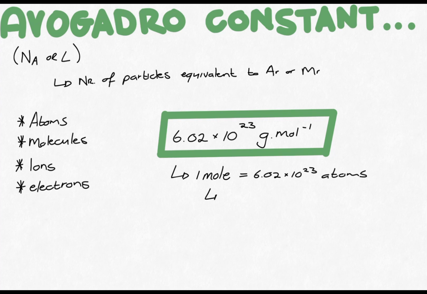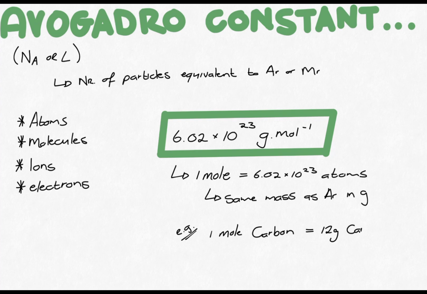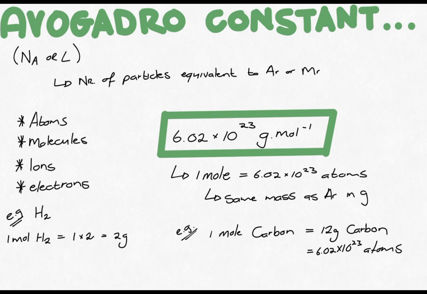Now 1 mole also has the same mass as the relative atomic mass of that atom in grams. For example, if we have 1 mole of carbon, then we have 12 grams of carbon. We also have 6.02 times 10 to the power of 23 atoms of carbon. Now we can apply this to a more difficult example, like hydrogen gas. So 1 mole of hydrogen gas is 1 times 2 because there are 2 hydrogen atoms, and this gives us 2 grams per mole of hydrogen gas.